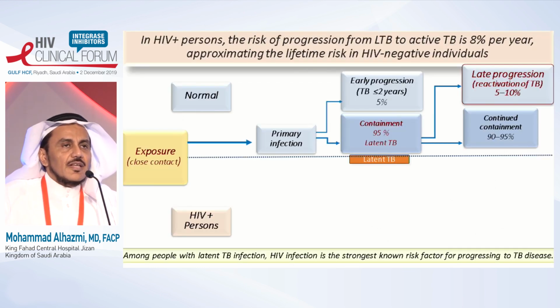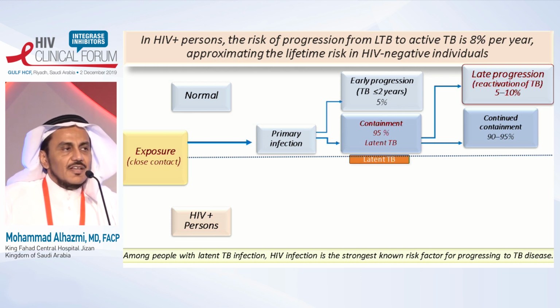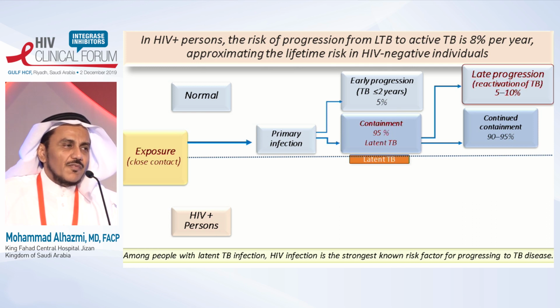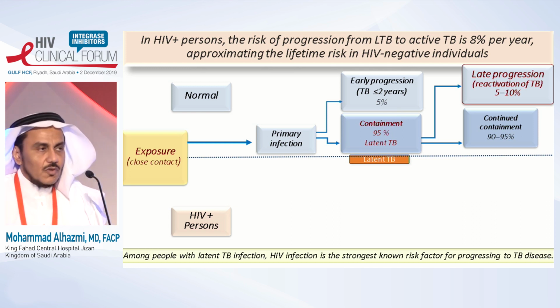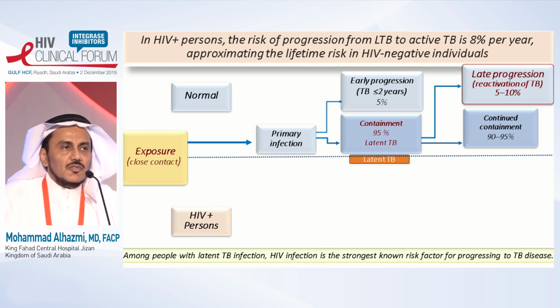And what we know is that in a normal person, after primary infection, early progression would happen in only 5%, and 95% will go to latent tuberculosis. But then the late progression to active tuberculosis will happen in something like 5 to 10% of the time in the lifetime of a person.